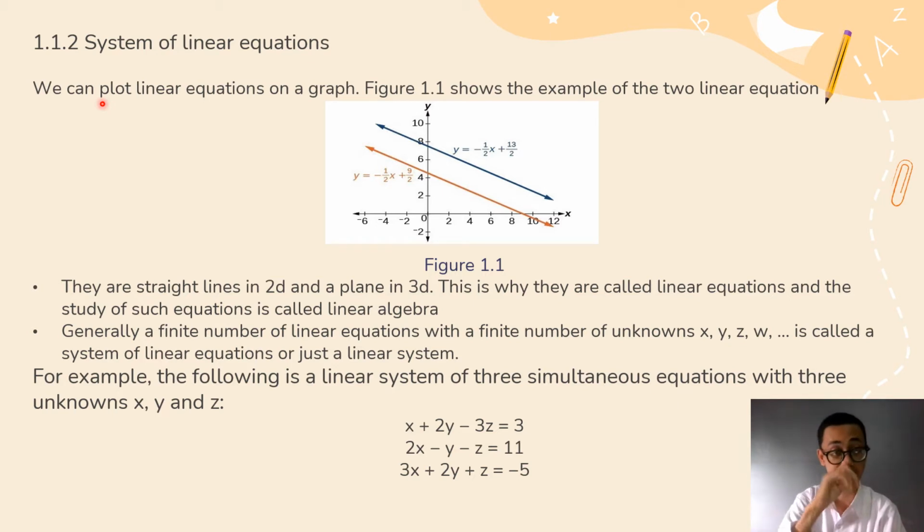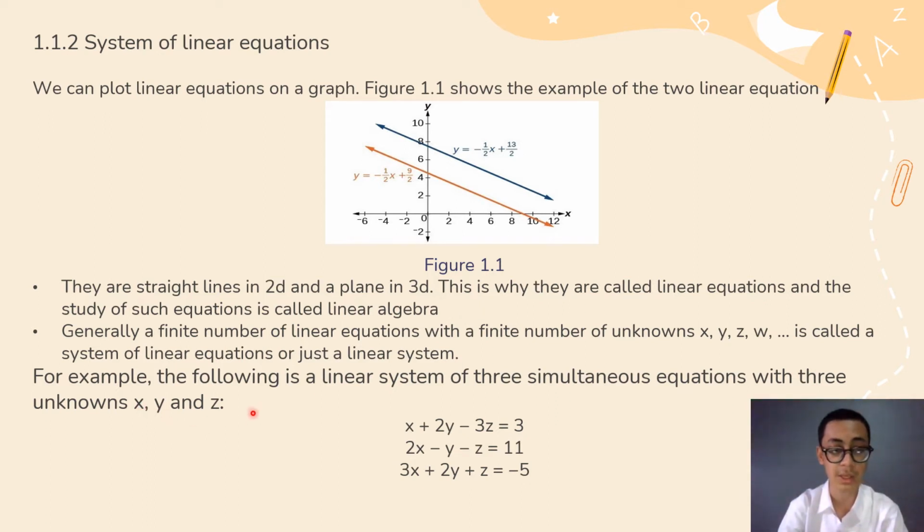1.1.2 System of Linear Equations. We can plot linear equations on a graph. This picture shows an example of two linear equations. They are straight lines in two dimensions and planes in 3D. This is why they are called linear equations, and the study of such equations is called linear algebra. Generally, a finite number of linear equations with a finite number of unknowns x, y, z, and w is called a system of linear equations, or just a linear system.